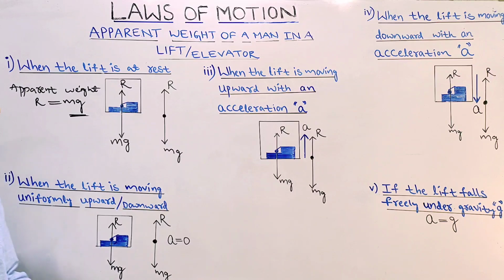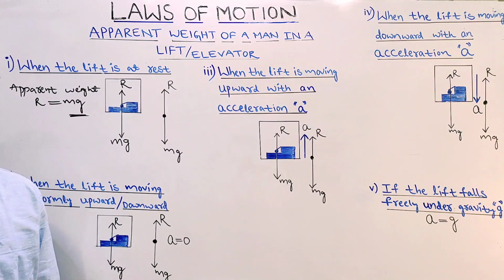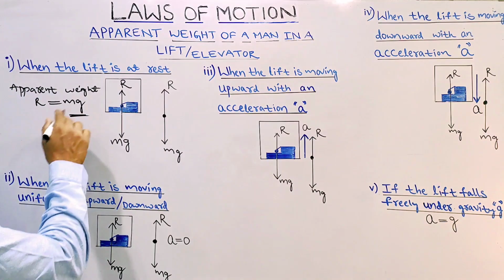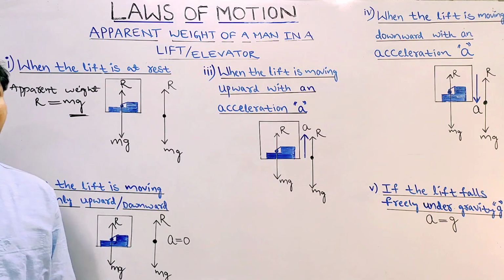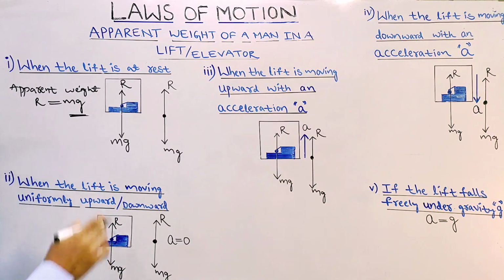Here a person's mass is 60 kilograms, so we take 60 only. Weight means 60 into 9.8, where the g value is 9.8. So the apparent weight is equal to the person's true weight.